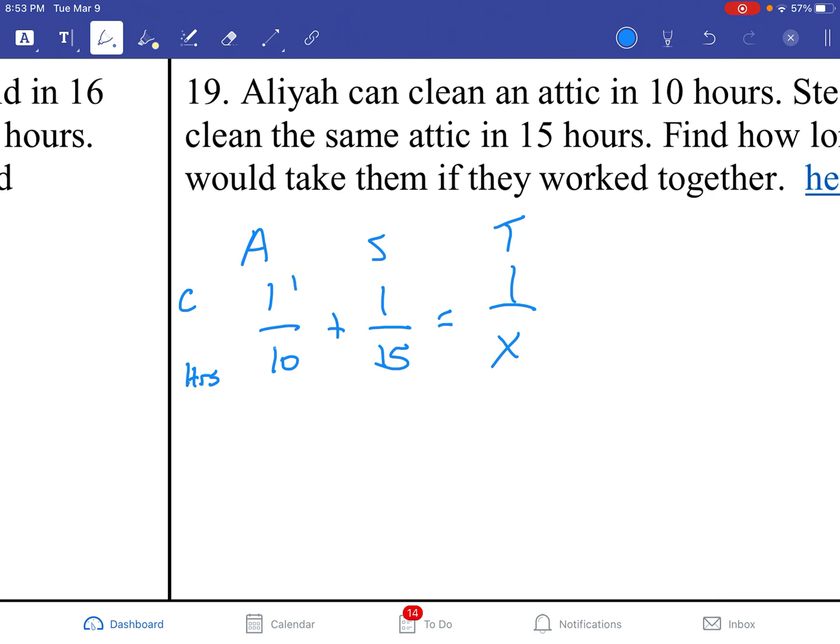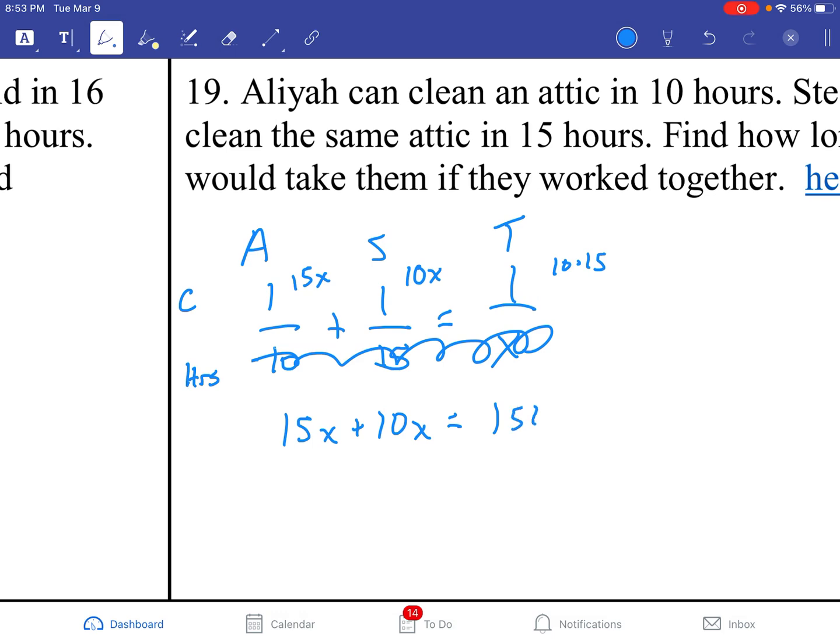So what's missing? The first 10 is missing 15 and x. The 15 is missing the 10 and the x. The x is missing the 10 and the 15. So what's missing is up there. We can get rid of the denominators. We have 15x plus 10x equals 150. This gives me 25x when we add it together. And divide both sides by 25, and x will be 6 hours.